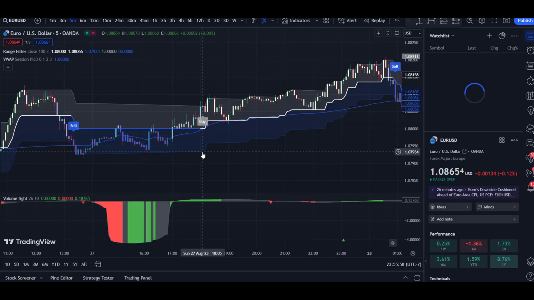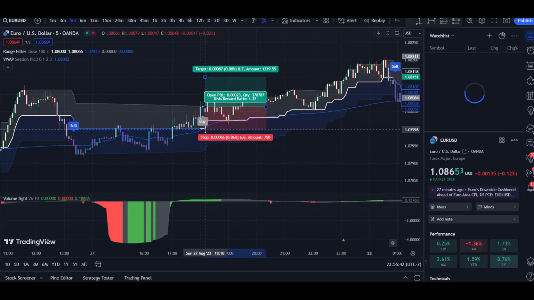So for the trading strategy, the very first thing that we're going to be looking for is to see if the price action is trending above or below the VWAP line. If we can see that it's trending above, we're going to be looking for a long position. As soon as we see the buy indicator appear, we will wait for the bar to close. After that, we're going to check the bottom indicator to see if it's in the green. If all three of these conditions have been met, we can take our first long position.